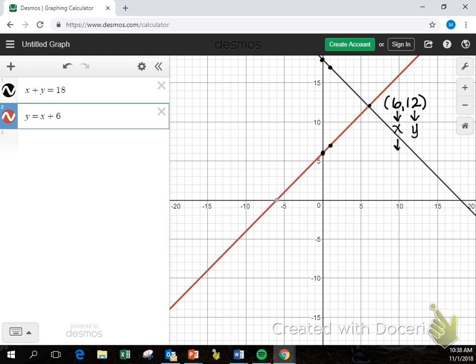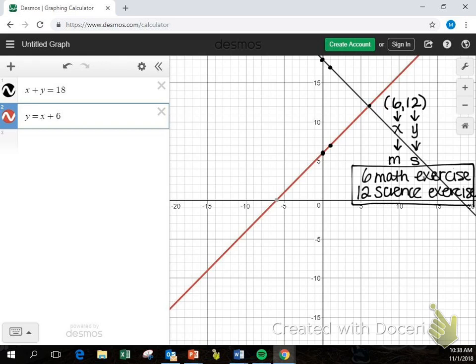But our x values represented math or science? Math, and our y represented science. So, how many math exercises are in our homework? 6 math exercises. Because remember, this is a word problem, and we always label. And how many science exercises? 12 science exercises would be our final answer. But do you see how we still find that point of intersection to help us find how many math exercises and how many science exercises? And that is lesson 5.1.